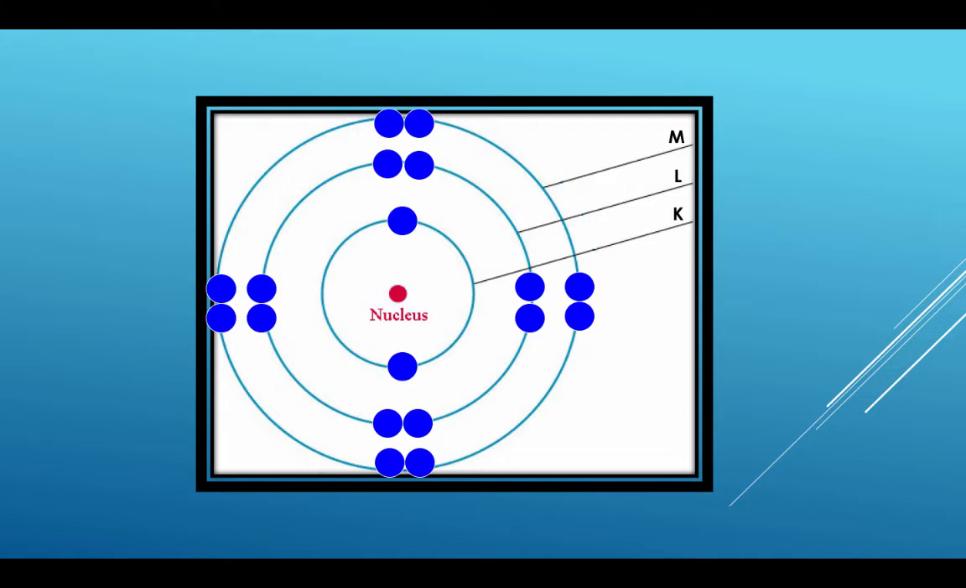Notice how we draw the electrons in singles and then in pairs? This helps us with our counting. For grade 8 science, we only need to worry about the first 3 shells. We'll look at the other shells in grade 11 chemistry.